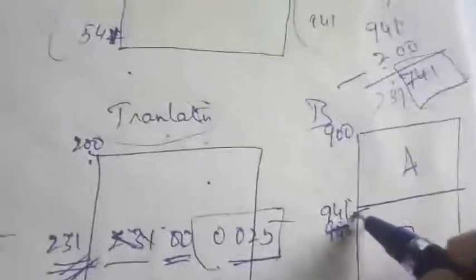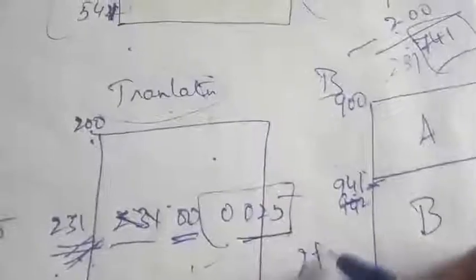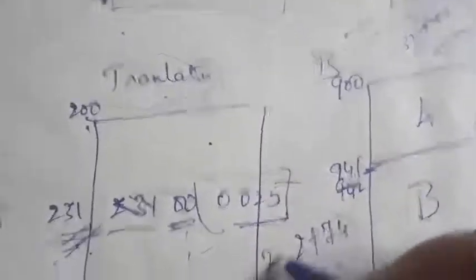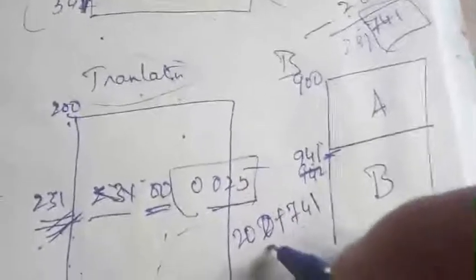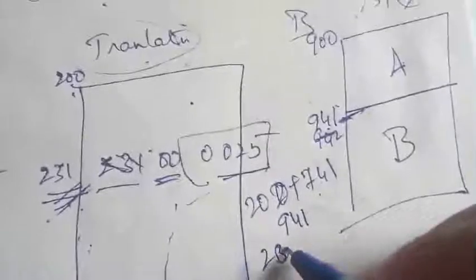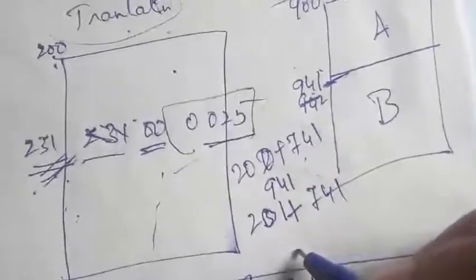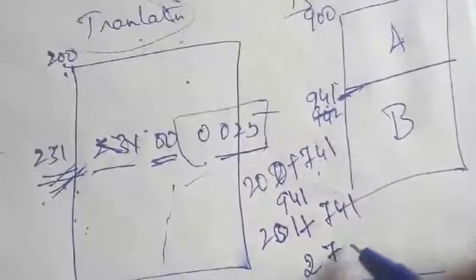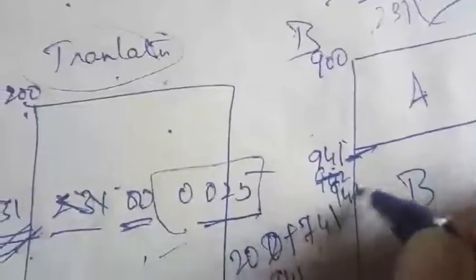So you load B at 200 plus the relocation factor, that is 200 plus 741. So how much will you get? The first line will be over here. For the second line, if it is 201, then we add 741, and what do you get? 942. That's the second line. Like this it will come.